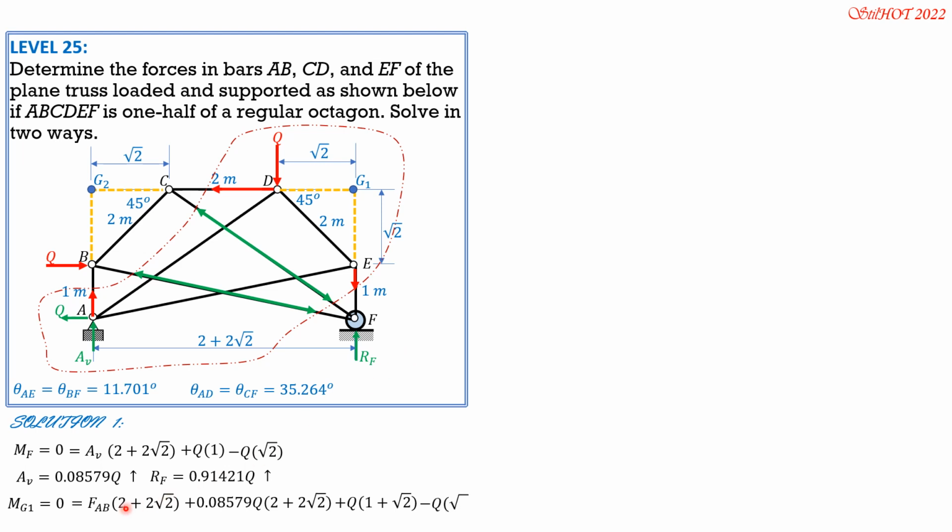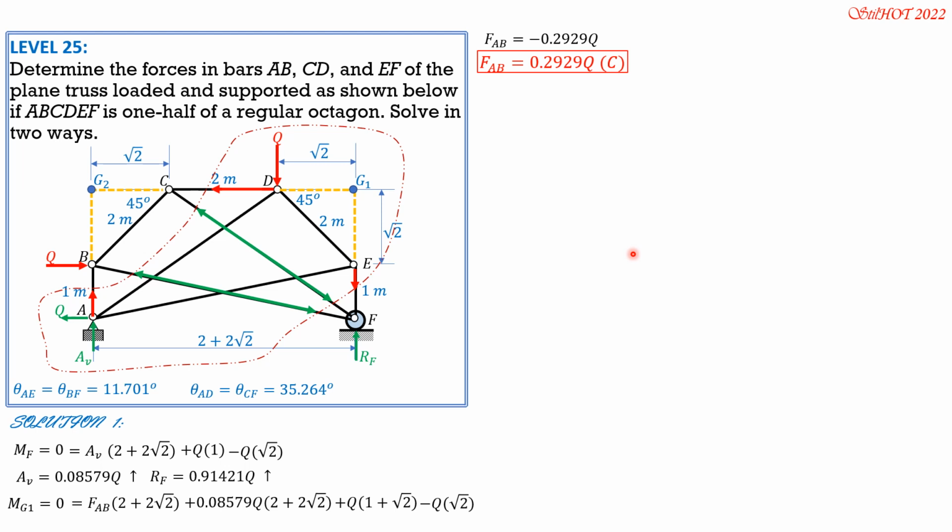Then we can now solve FAB in terms of Q. Minus Q times square root of 2. I forgot to include this. So solving for FAB is negative 0.2929 of Q, and that's the answer. FAB is 0.2929 Q compression.